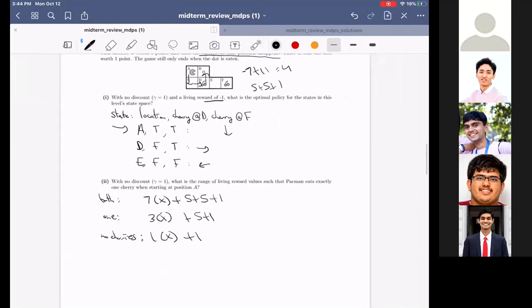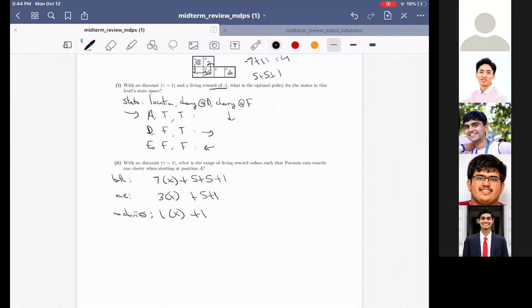So what we want here is for one cherry to be better than both of these options. So we want to say 3x plus 6 has to be greater than 7x plus 11. And we want to say 3x plus 6 has to be greater than x plus 1. If you solve both of these inequalities, you'll get that x is greater than negative 2.5 and x is less than negative 1.25.